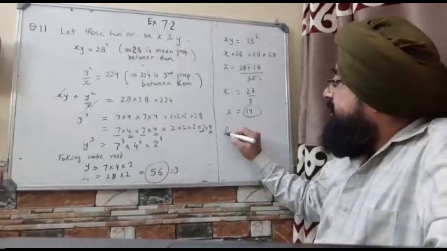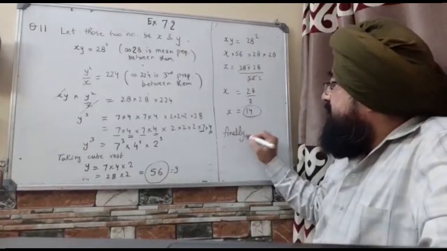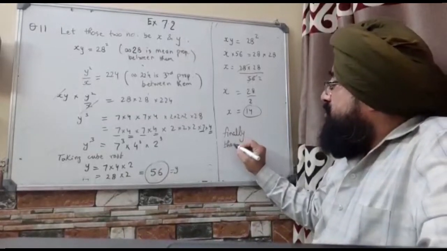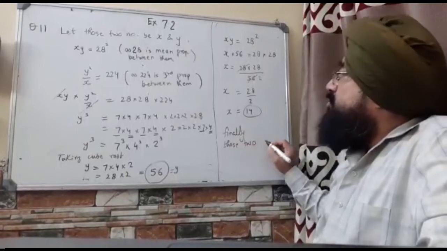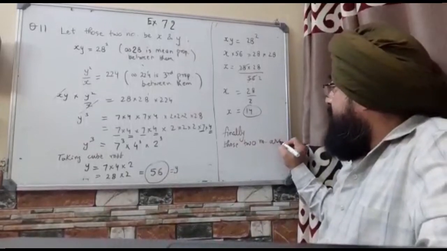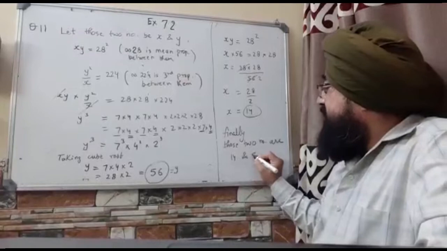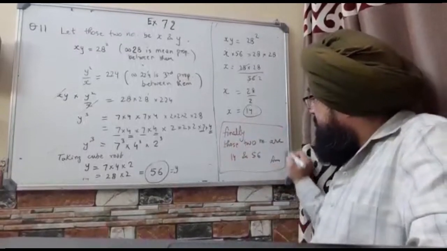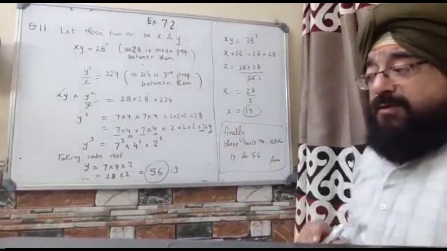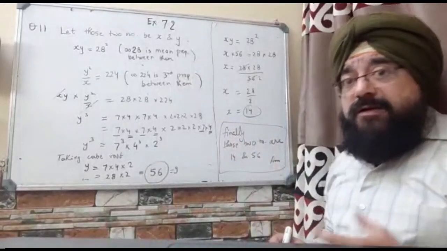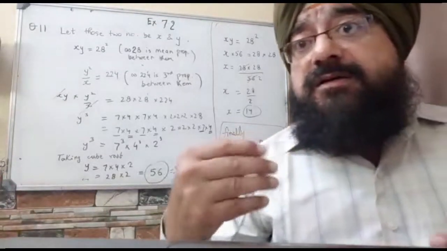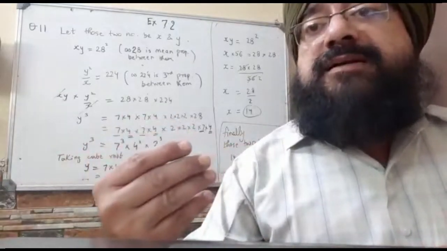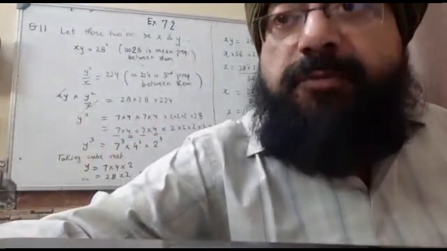So finally, we need to write the answer. Finally, those two numbers were asked. So those two numbers are 14 and 56. This statement means 1 mark, which can be compromised if you don't write it. I hope you understand that.